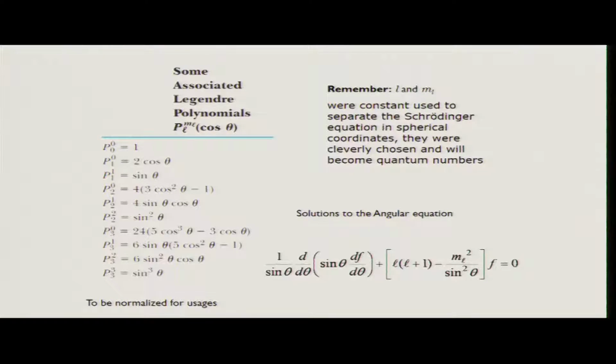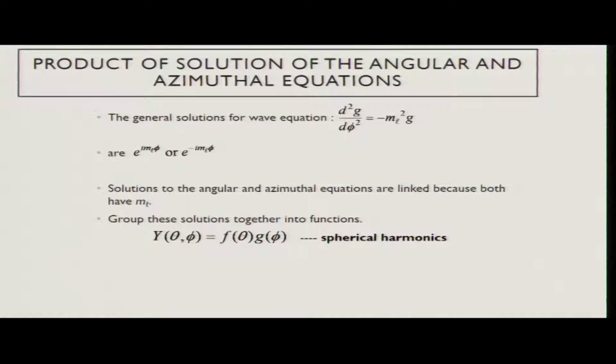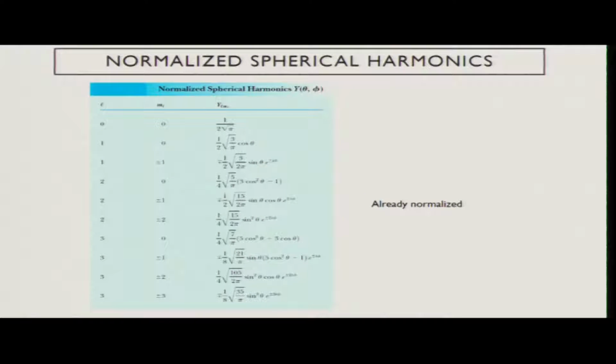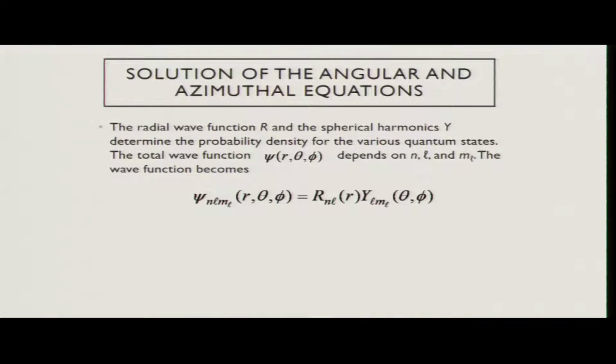Solutions to the angular equations are given in this form as we have talked about. The product of the solutions of the angular and the azimuthal equations can also be found from the other part of the two expressions, which turn out to be, as I mentioned before, the spherical harmonics with which we started the whole problem. These grouped solutions can be given as two functions, and they can be normalized and looked at in this form, theta and phi dependent spherical harmonics. The solution of the angular and azimuthal equations therefore gives rise to the entire full picture.